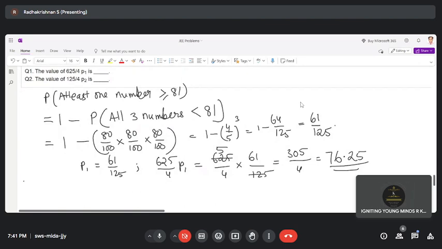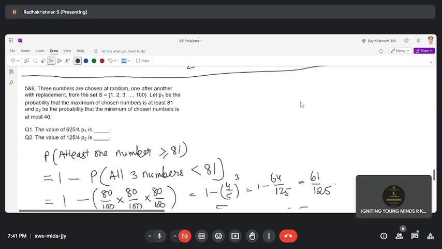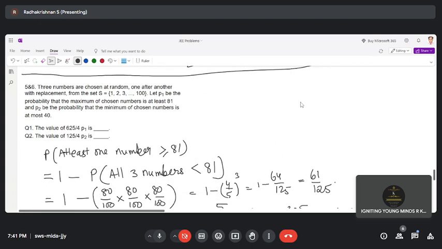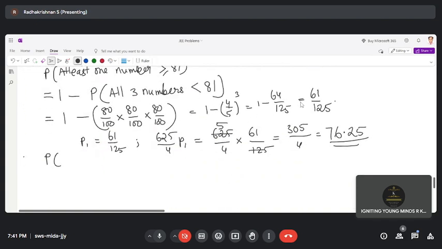See, the probability that the minimum is at most 40. So minimum is at most 40. What does it mean? At least one. We can write it like what was written above. It should be below 40, sir. Correct. At least one should be less than or equal to 40. Only then the minimum will be at most 40. At least one of the numbers should be less than or equal to 40.